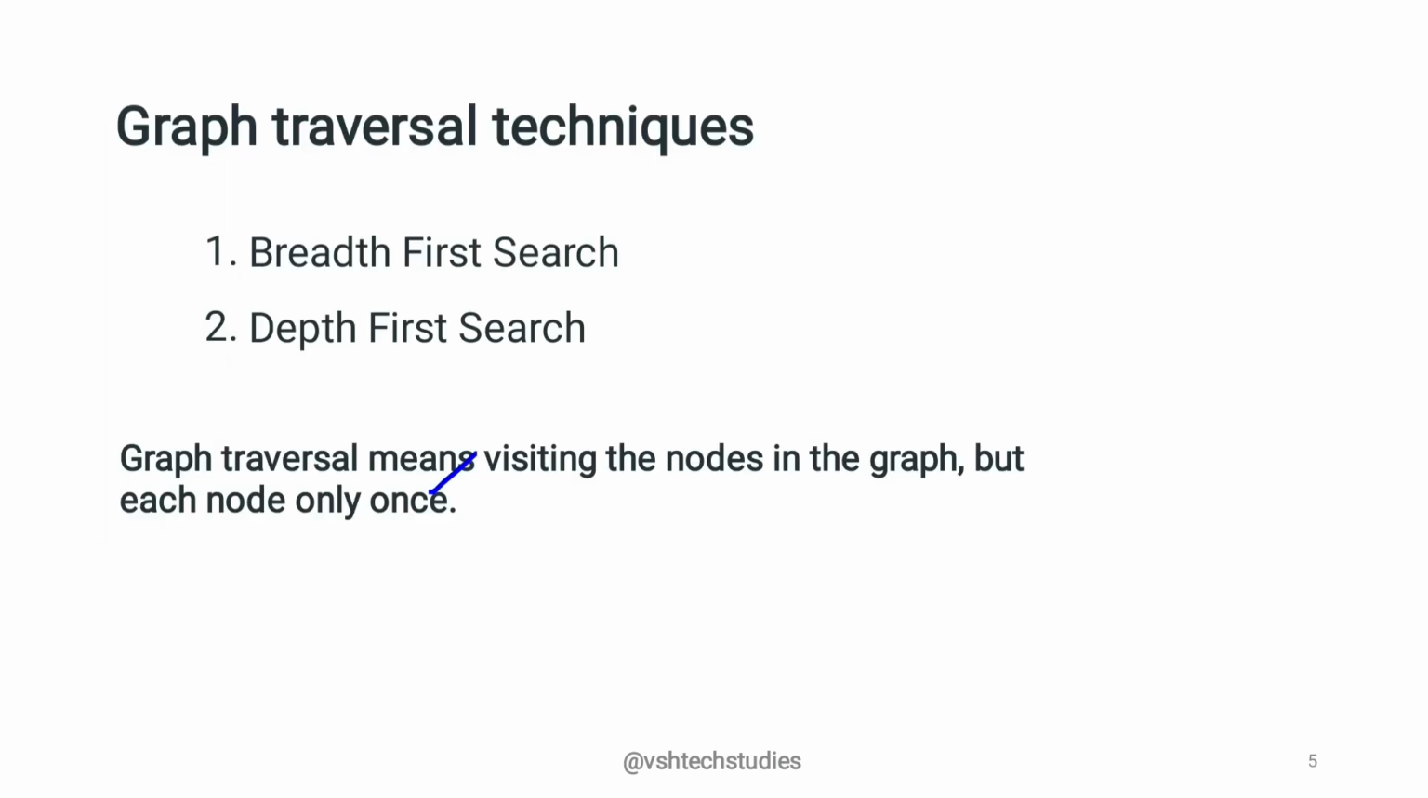What is graph traversal? Graph traversal means visiting the nodes in the graph, but each node only once. What are the two techniques of graph traversal? Breadth first search, that is BFS, and depth first search, that is DFS.